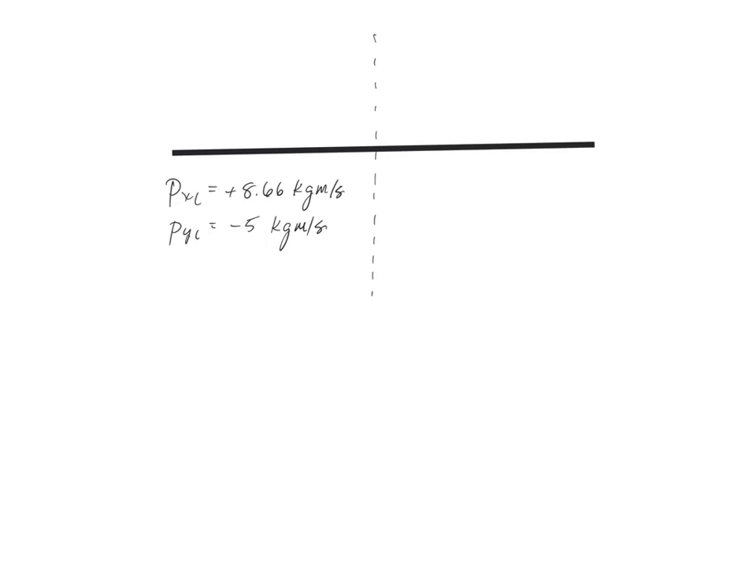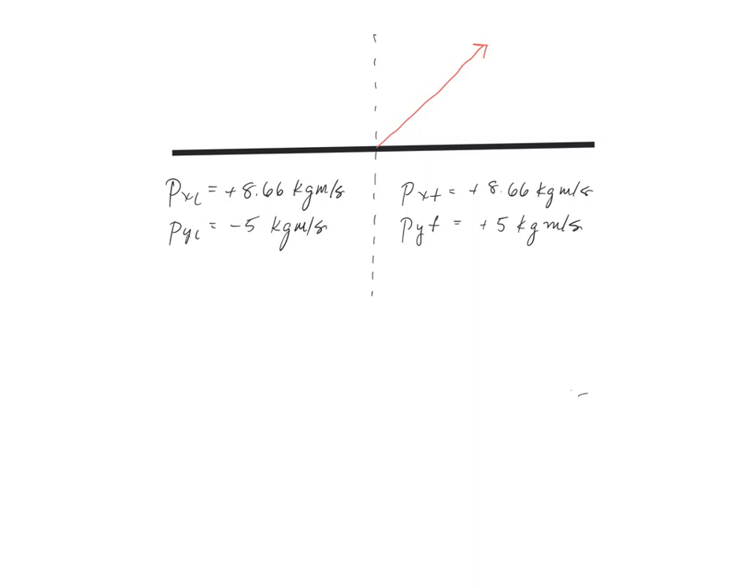So now we can just write down the final x and y components. Px final is also in the positive direction, plus 8.66 kilogram meters per second. But Py final is in the opposite direction. It's positive 5 kilogram meters per second. And again, if we want to redraw that second vector, you can see that both components, x and y, of the momentum are indeed positive.